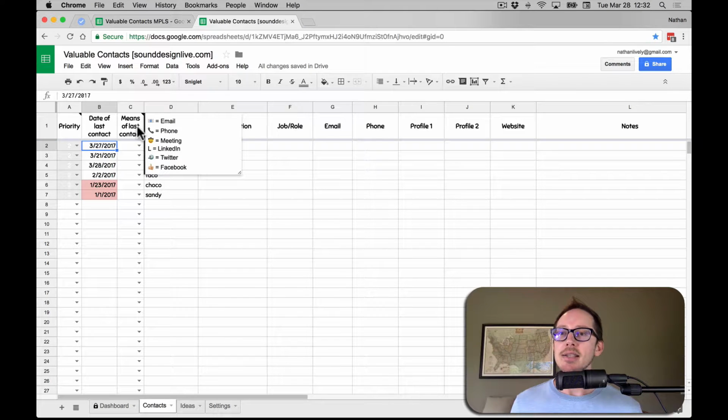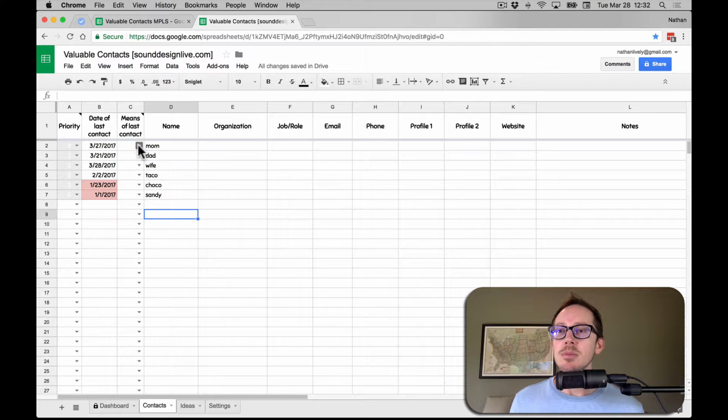Now, means of contact. I put these little images in here so you can just quickly keep track of how you last talked to that person. So maybe I called my mom, and then I emailed my dad, and I saw my wife in person. And then this friend I saw on Facebook. I also interacted with Chaco on Facebook. And then Sandy, I actually met up and we had a beer.